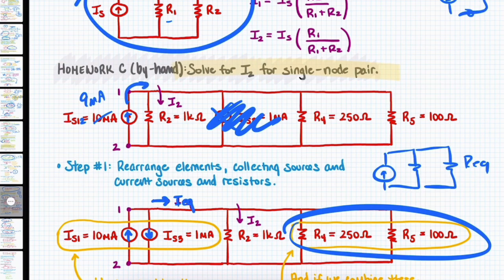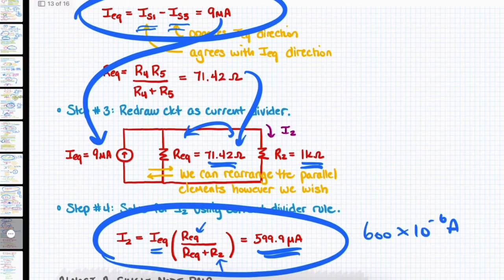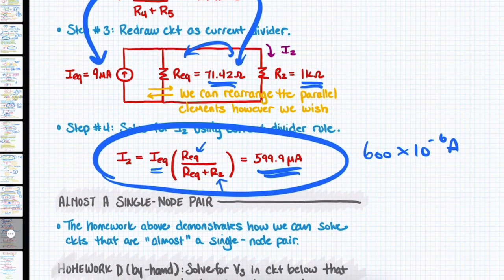I mean, that's not really the word to use, but the current has to be divided between the 1000, the 250, and the 100 ohm resistances. We would expect the most current to flow here, less to flow here, and the least to flow here because it has the highest resistance. So it makes sense in some way, shape, or form that the I2 value we calculate is small. It's less than 1 milliamp, about 0.6 milliamps, so 600 microamps. And that makes sense more or less with what we see in the circuit above.